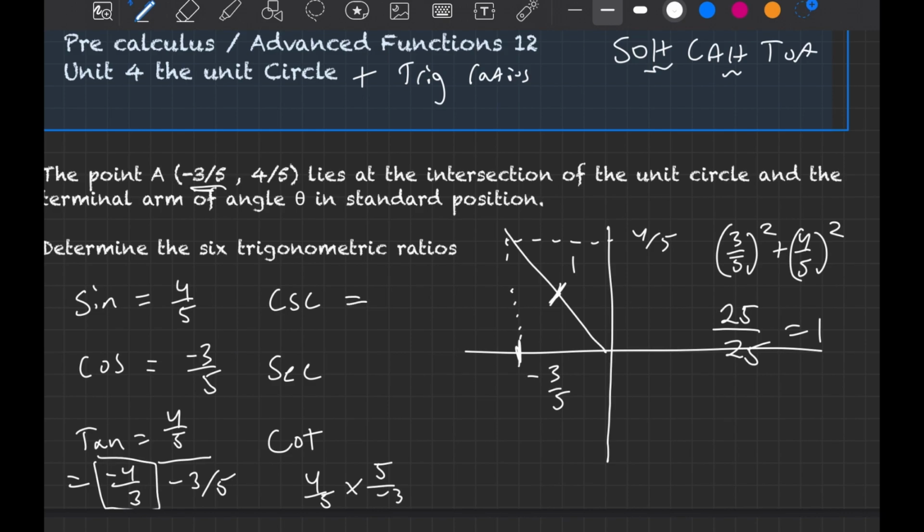Cosecant is just going to be 1 over sine, or 1 over the y, so we can just flip it, make it 5 over 4. We know secant is 1 over the cosine, or 1 over x, so that's negative 5 over 3. We know cotangent will just be the reciprocal of tangent, so it would just be negative 3 over 4.